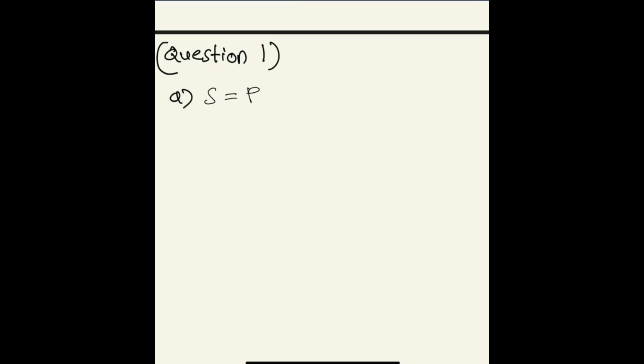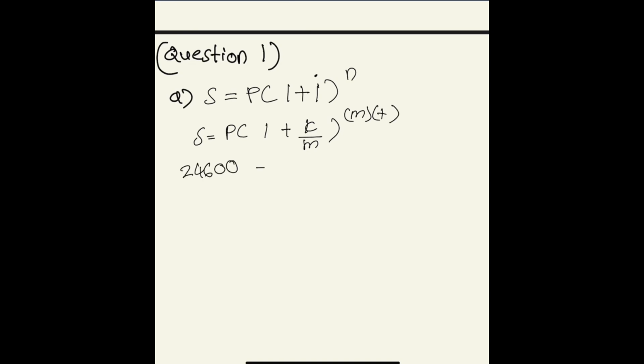Okay, for question 1, we're going to use S equals P(1 + i)^n, or S equals P(1 + k/m)^(mt). So 24,600 equals 12,300 times (1 + 0.135/2) to the power of 2t, where t we don't know.